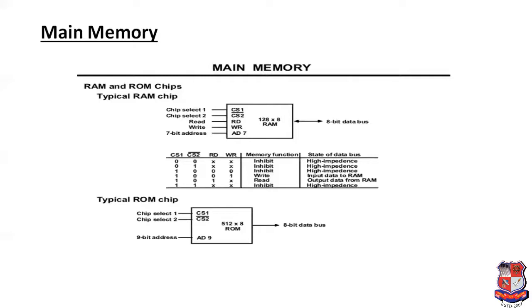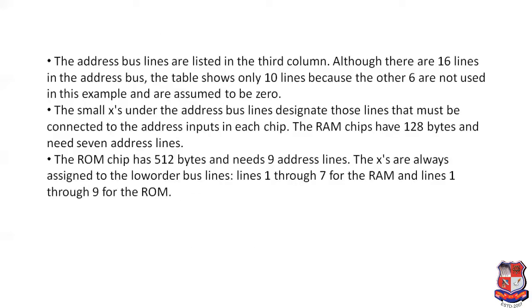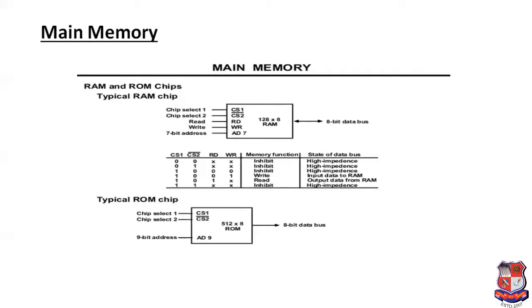Also, there is an 8-bit data bus, whereas the RAM is 128 by 8 bits in size. Now, the typical ROM chip is shown with two chip select signals, the same as the two chip select signals of the RAM. And also there are 9 address bit lines, which is AD0 to AD8. That is, it is a 512 by 8 size ROM. Also here, the 8-bit data bus is used.